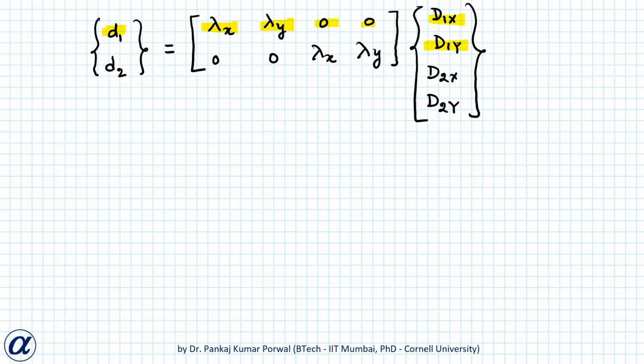This system of equations I can write as d equals T D. Here small d is the member nodal displacement vector in the local coordinate system.